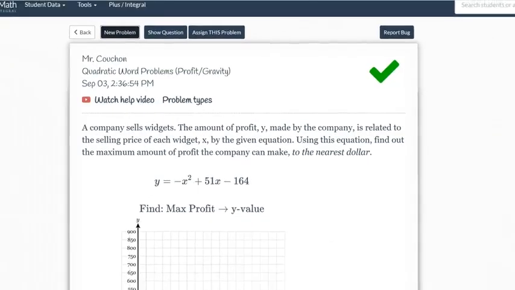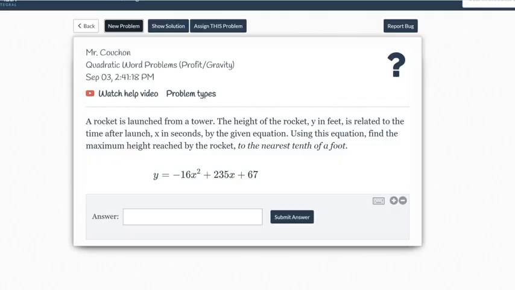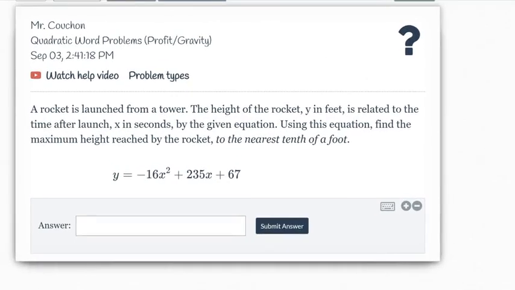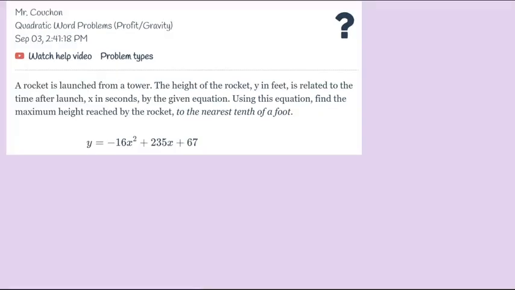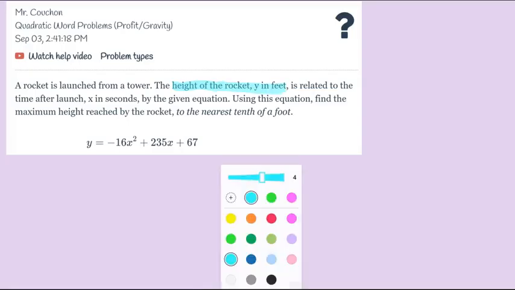Okay, so let's do another one of these. A rocket is launched from a tower. The height of the rocket, y in feet, is related to the time after launch in seconds. Let me grab a shot of this again so I can use my highlighters. Using the equation, find the maximum height reached by the rocket to the nearest tenth of a foot. So we're looking again for the y value.